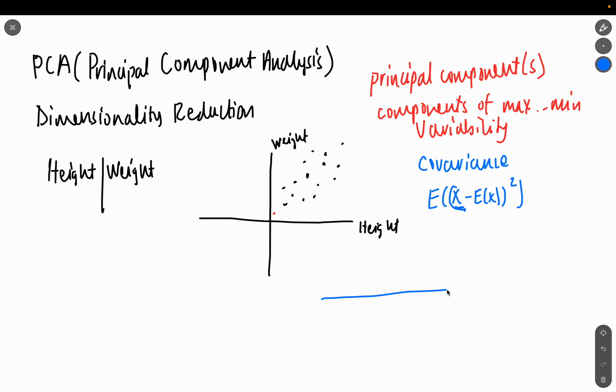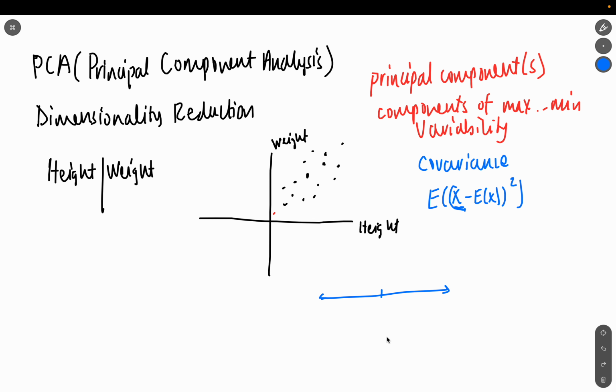So if this is my average mu here, and my points are here, here, here, it takes this distance, squares it, takes this distance, squares it, takes this distance, squares it, and then takes the average of those distances. That's it. It's an average of squared distances.